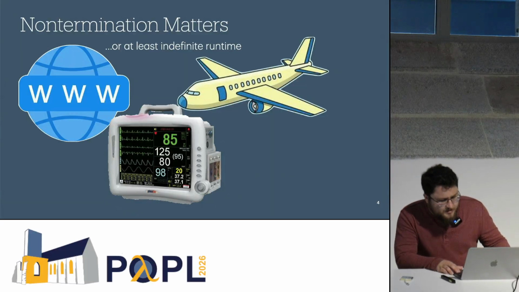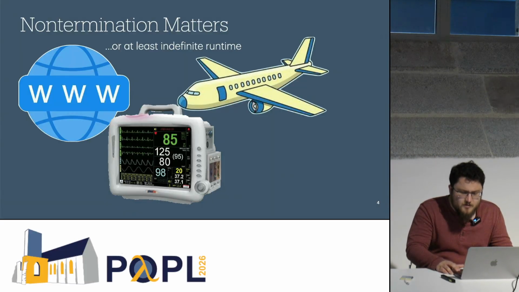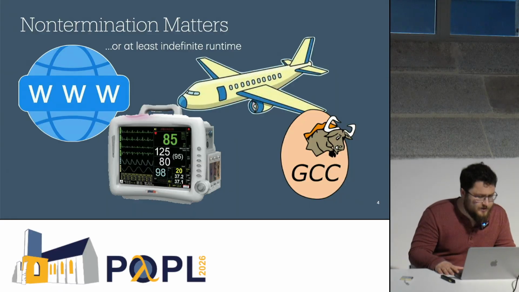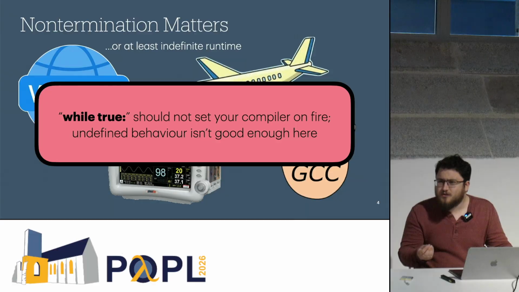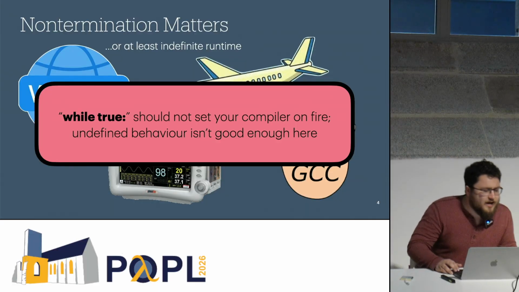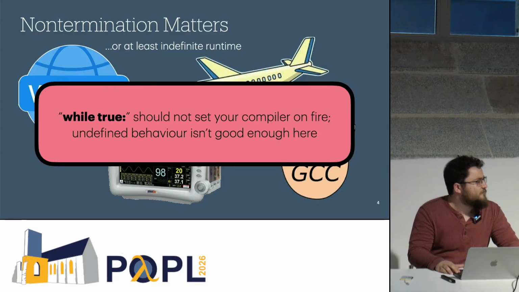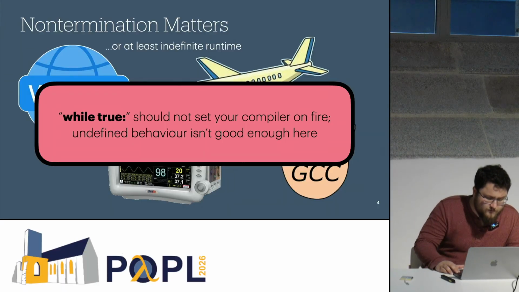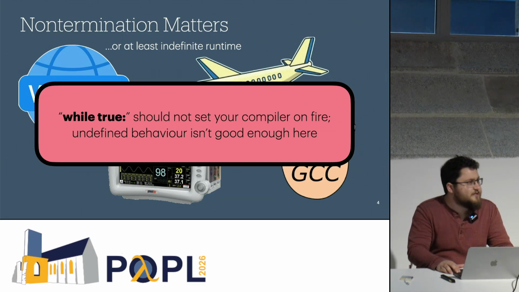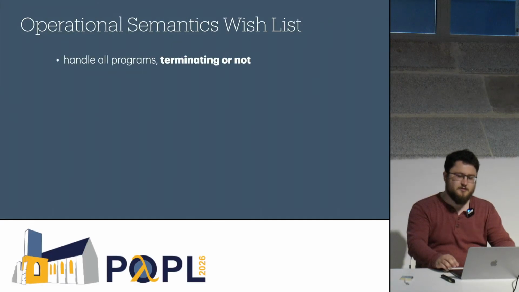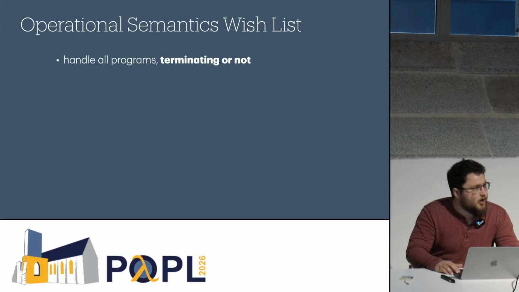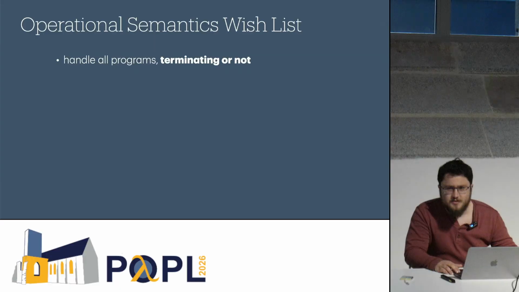And for maybe an application that's a bit more in focus in this community, if you're going to make a compiler, you just kind of have to put up with the fact that people can write infinite loops. And the thing is, while true should not set your compiler on fire. Undefined behavior just isn't good enough for fully specifying the behavior of a programming language, and just isn't good enough, therefore, for formalizing a compiler. So we can't use big step semantics for this purpose. So if we wanted to pick out an ideal operational semantics, the first item we might put on our wish list is this, that we can handle all programs, terminating or not. And we'll add to this list as we go through the talk.